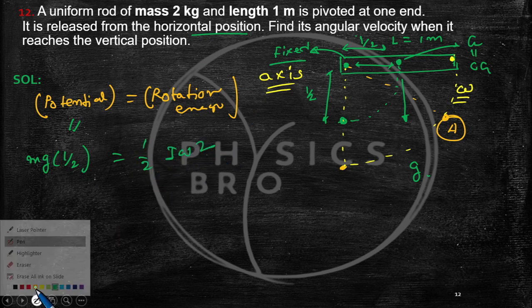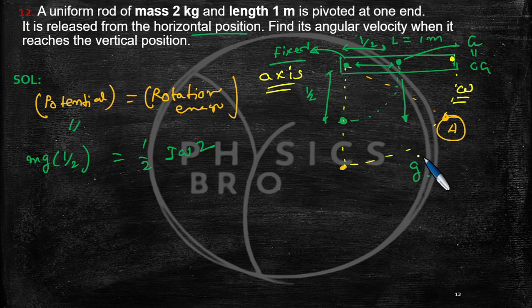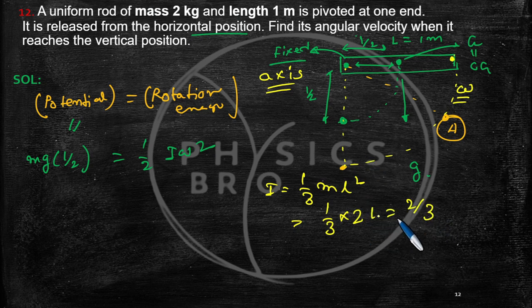That's okay. Quite good. And we have to put in the values. So I equals 1 by 3 m L square. m is given as 2 kilograms, and L is 1, so that is 2 by 3. And m is given here also as 2. So m g h is 2 into 10 into half.